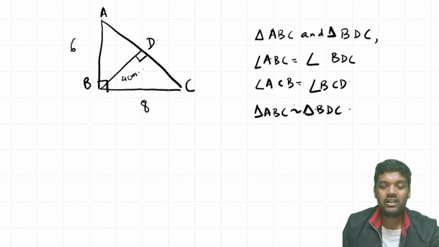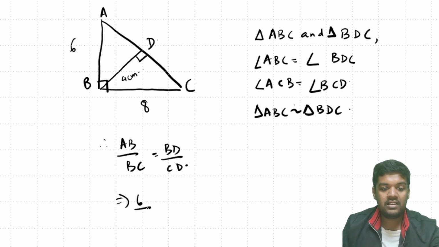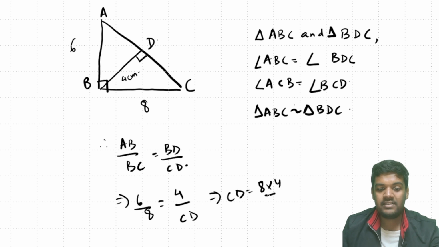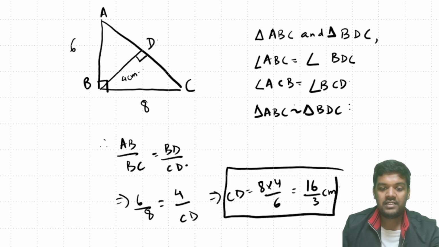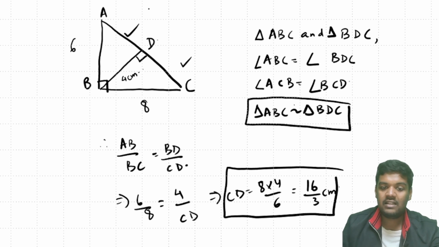If two triangles are similar, we know from the properties of triangles that AB by BC equals BD by CD. We can say AB is given as 6, BC is given as 8, equals BD which is 4, and CD is what we have to find. So CD will come to 8 into 4 by 6, which is nothing but 16 by 3 centimeters. So using this property that these two triangles are similar, you can find some missing values, right?